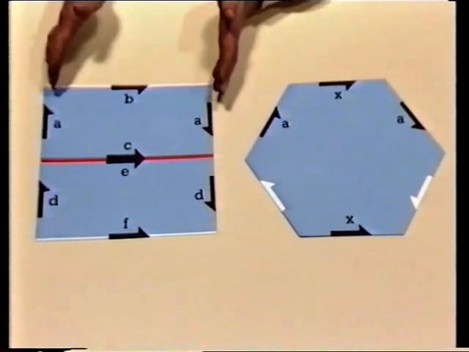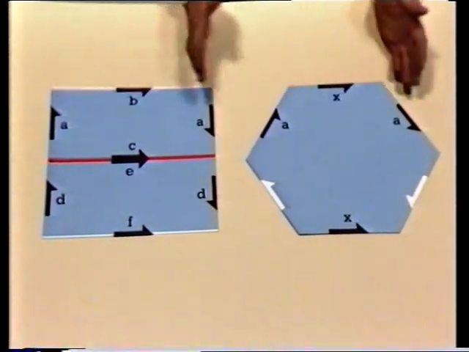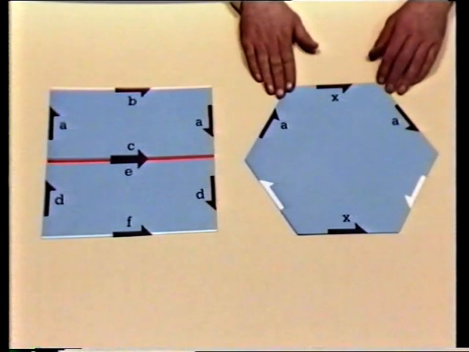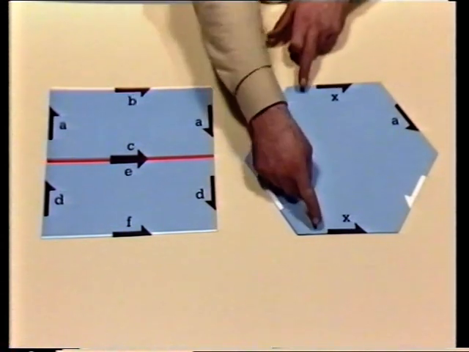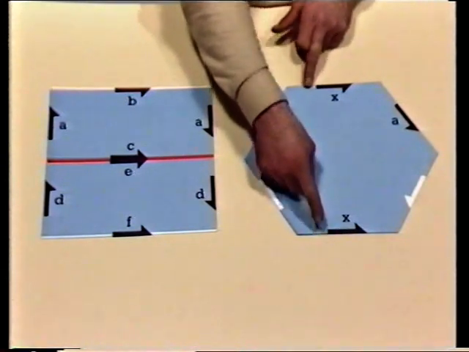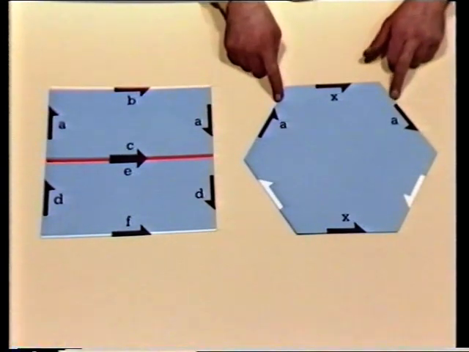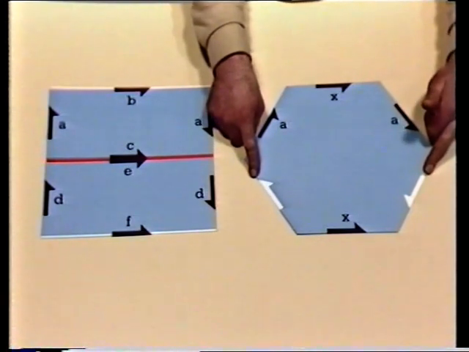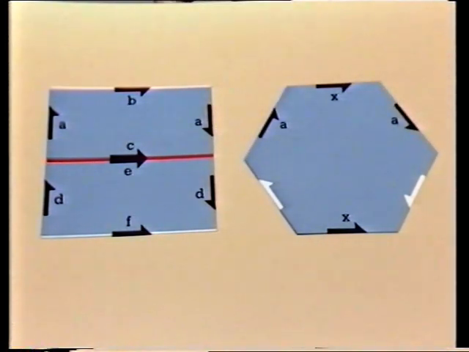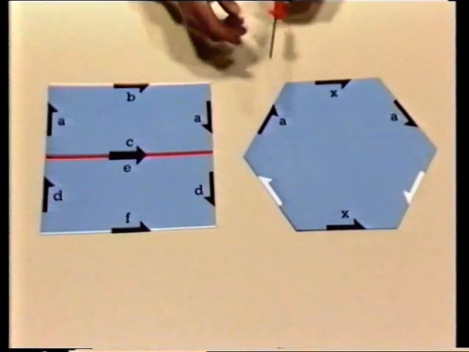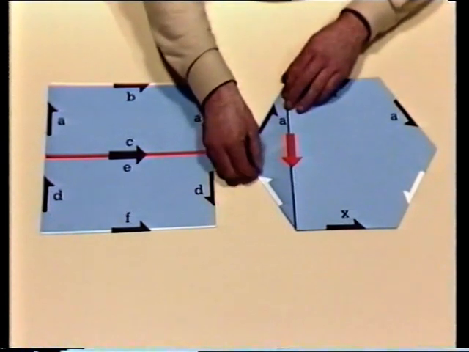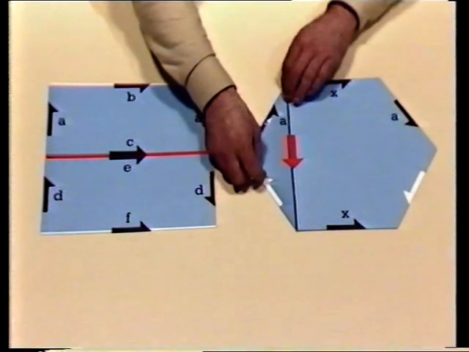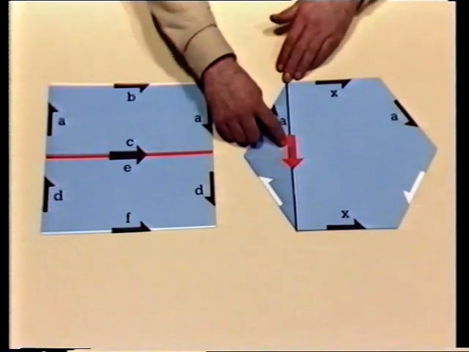And let's distort the rectangle into a hexagon to make it more symmetrical. So here are B and F, now called X, and here are the two A's, and these two white arrows are in place of the two D's. What I'm going to do is to cut the hexagon along this line here. And I put a red arrow on to remind me where I'm going to make the cut.